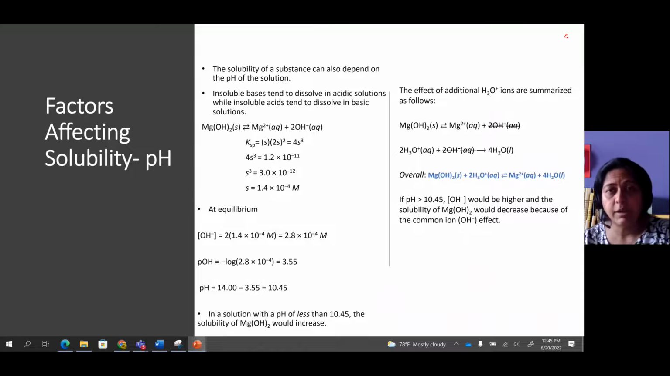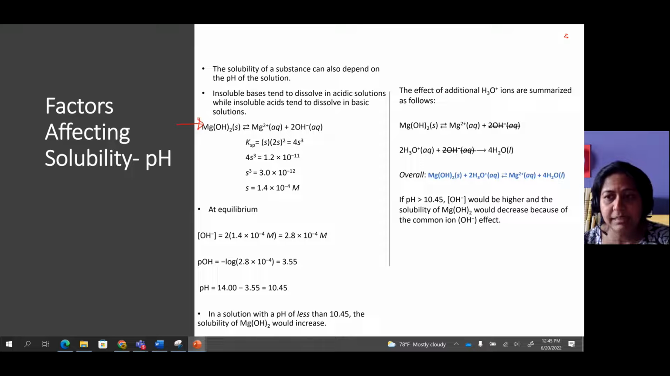We already talked about the common ion effect on the solubility. So now we're going to talk about the effect of pH on solubility. The solubility of a substance can depend on the pH of a solution. As an example, look at the solubility of magnesium hydroxide.